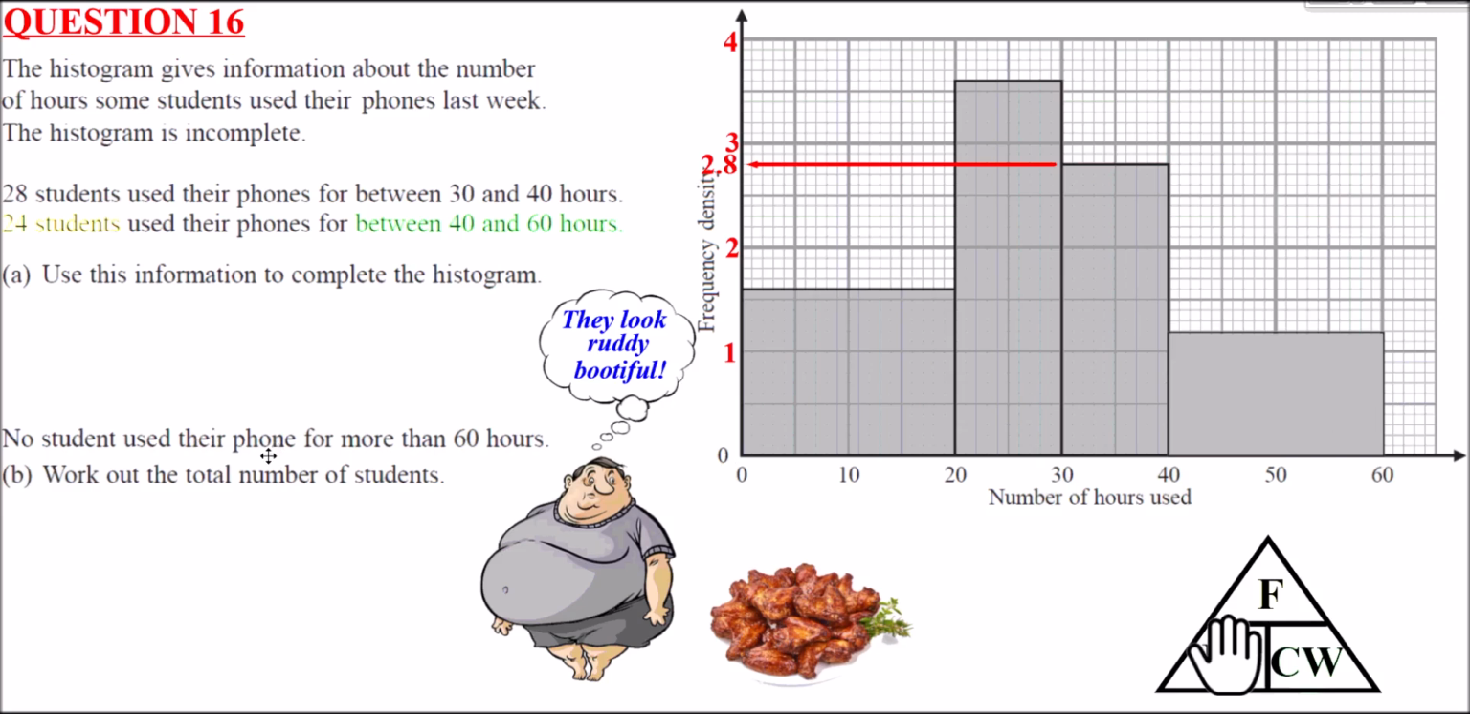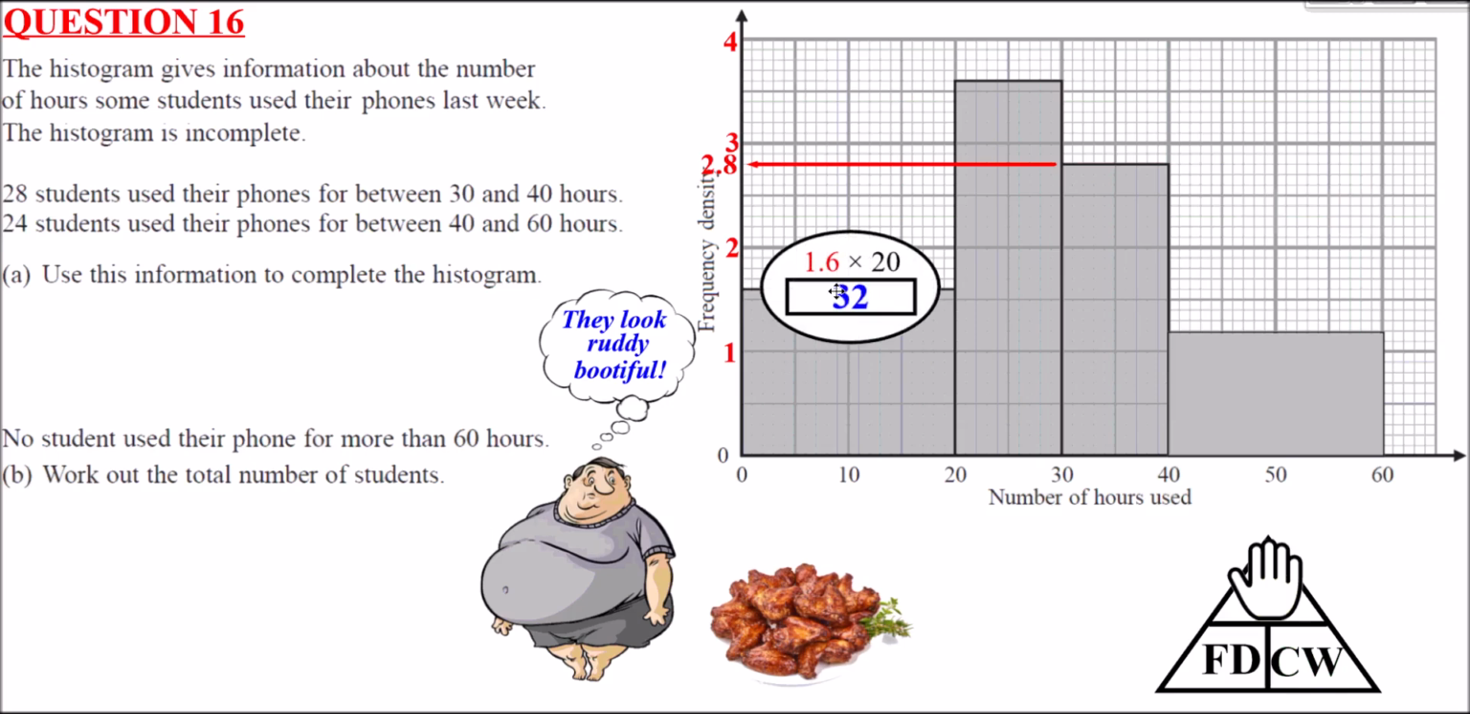So now we need to work out the number of students. The number of students, that means now we're interested in the frequency. So if I use this here, the frequency is FD times CW. To work out the frequency, it's the frequency density of each bar multiplied by the width of that particular bar. So if I look at this first one here, this bar is 1.6 high on the frequency density scale, and it's 20 wide. So 1.6 times 20 gives a frequency of 32.